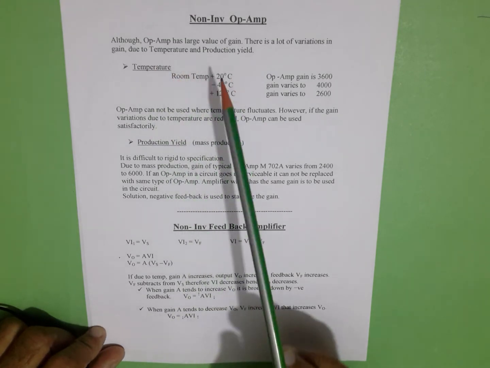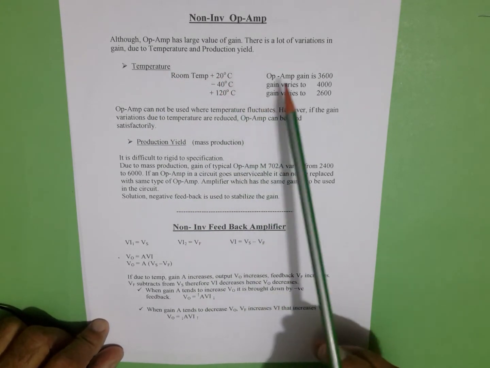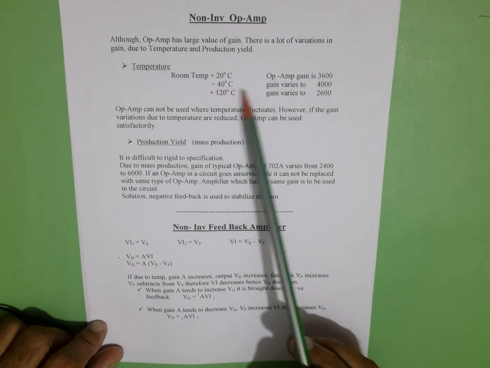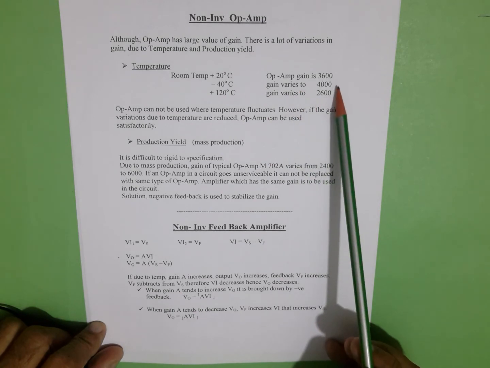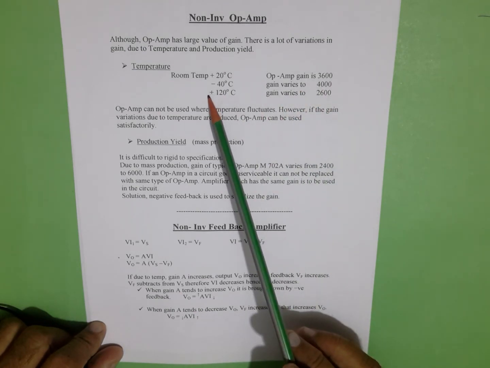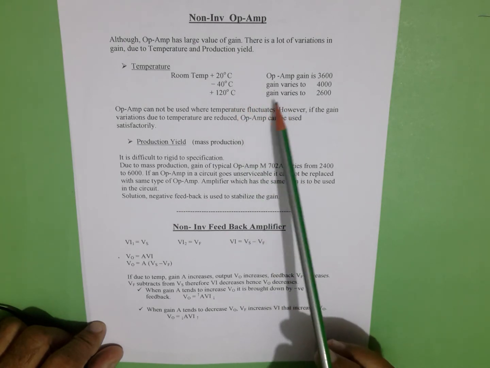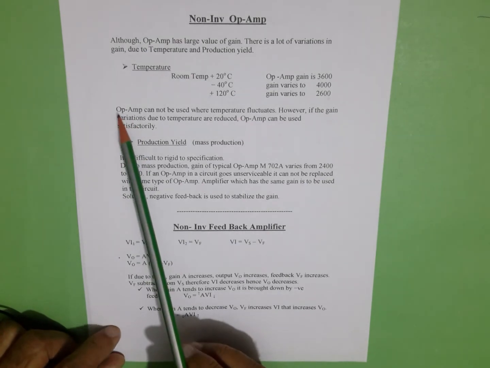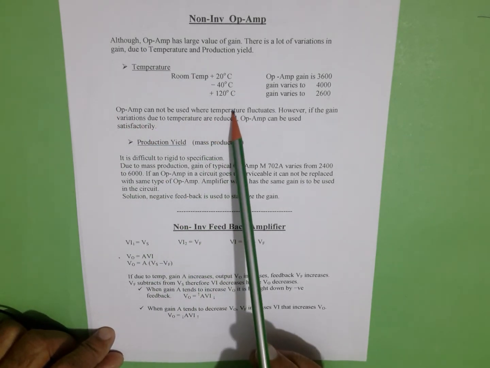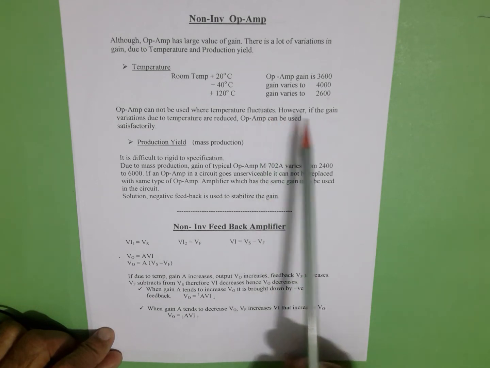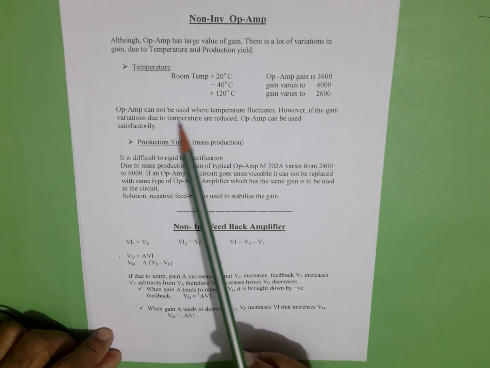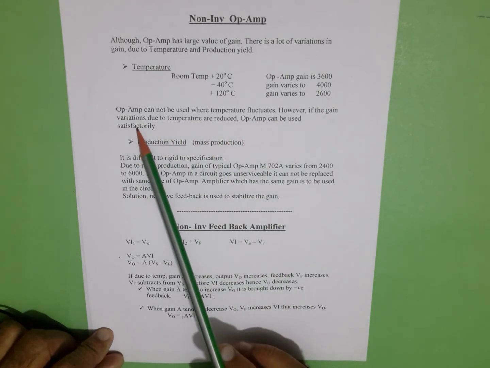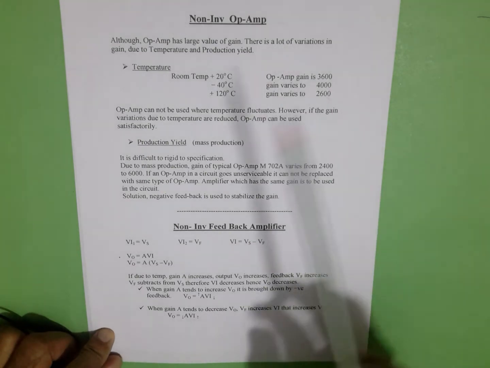Temperature, as I explained: at room temperature plus 20 degrees Celsius, the op-amp gain is 3600. At minus 40 degrees Celsius, gain varies to 4000. At positive 120 degrees Celsius, gain goes down to 2600. An op-amp cannot be used where temperature fluctuates. However, if the gain variations due to temperature are reduced, the op-amp can be used satisfactorily. This is because of the temperature.